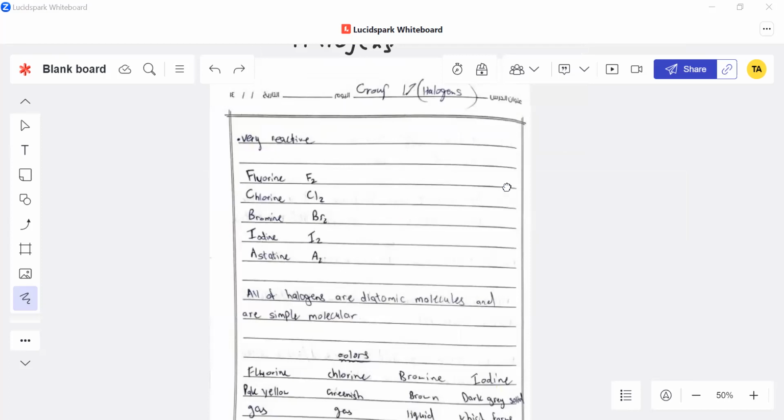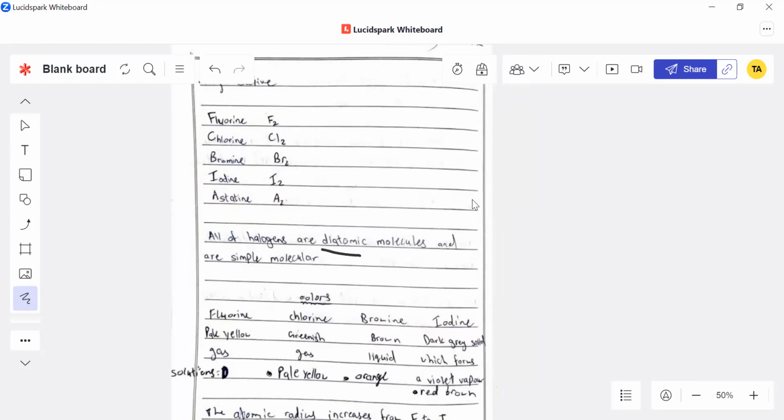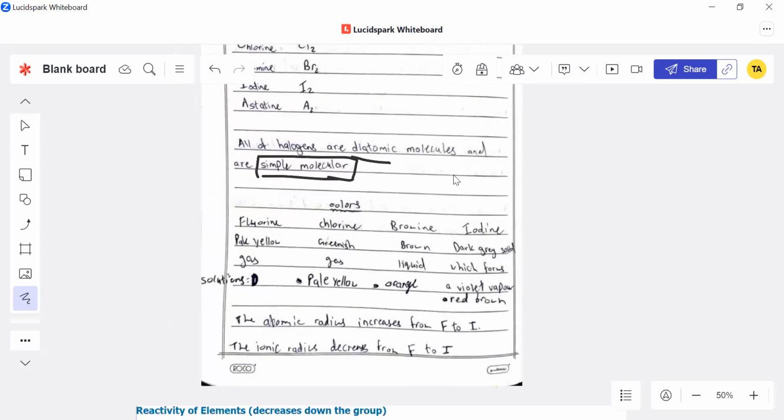Moving on to halogens. Halogens are, I told you, group 17 or group 7: fluorine, chlorine, bromine, iodine. All halogens are diatomic, meaning in the natural state there will be 2 atoms: F2, Cl2, Br2, I2, and they are simple molecular. For now, you don't need to know what simple molecular is. We'll do this in chapter 5. You do need to know the colors of halogens though. Fluorine in its natural state is pale yellow. Chlorine is greenish, bromine is brown, iodine is a dark gray solid. And in its natural state, fluorine is a gas, chlorine is a gas, bromine is a liquid, iodine is a solid.